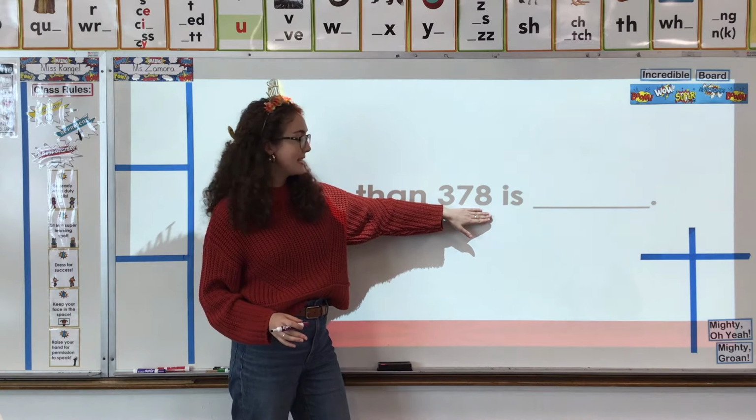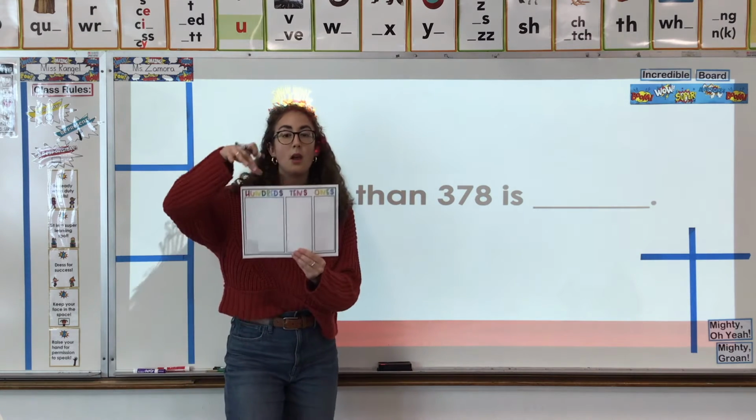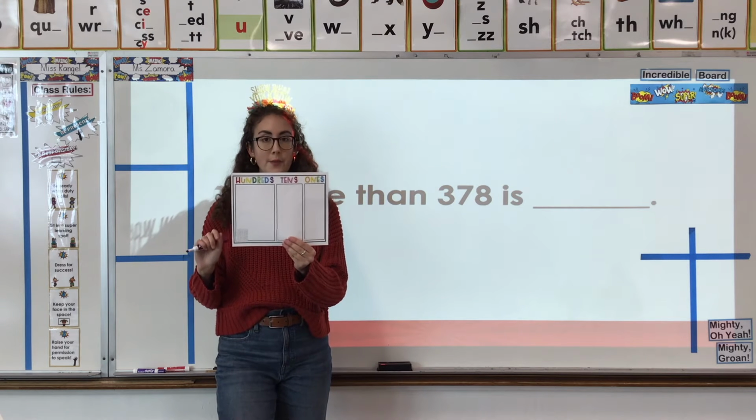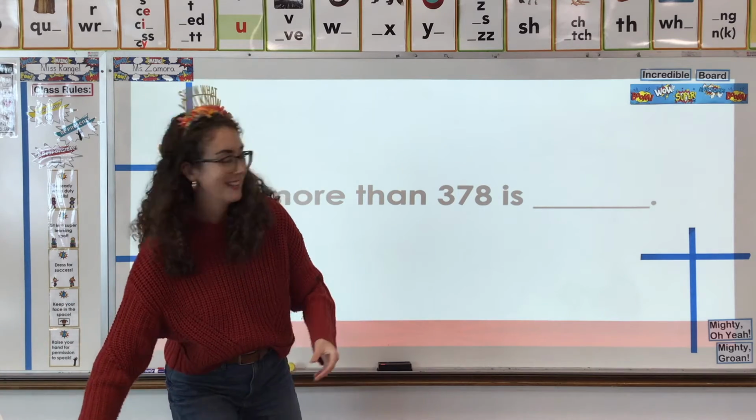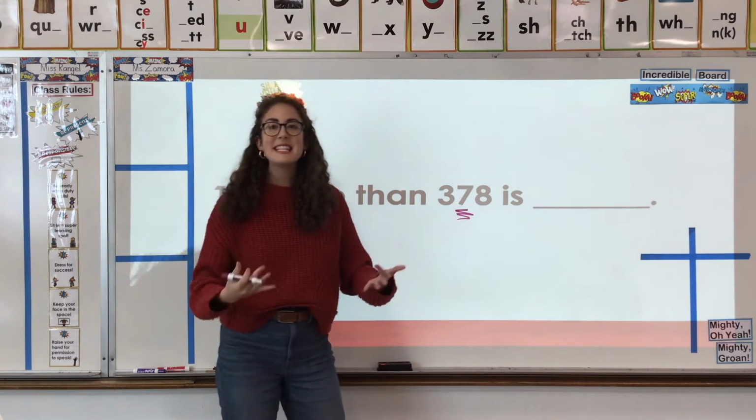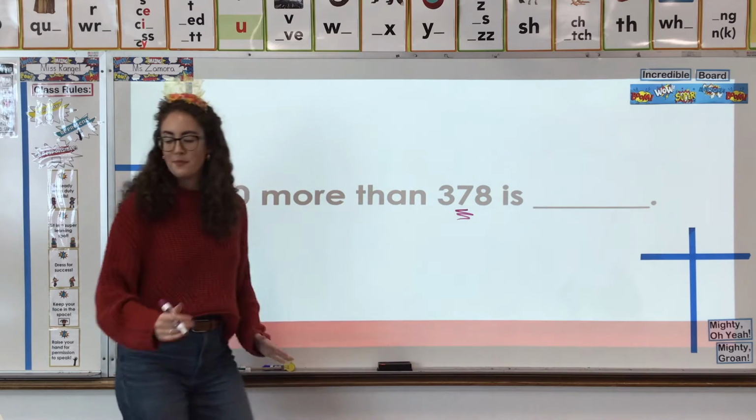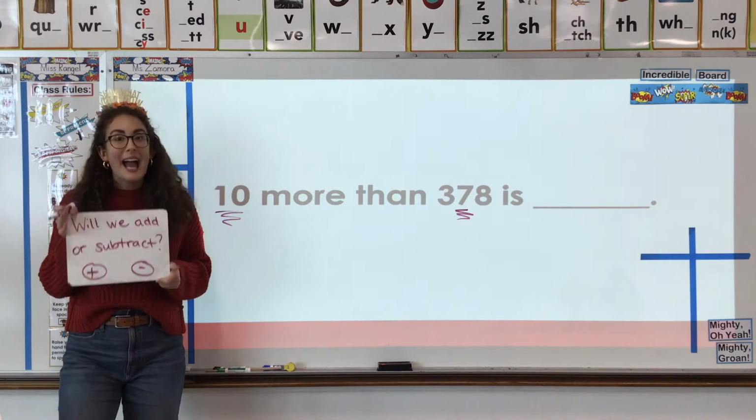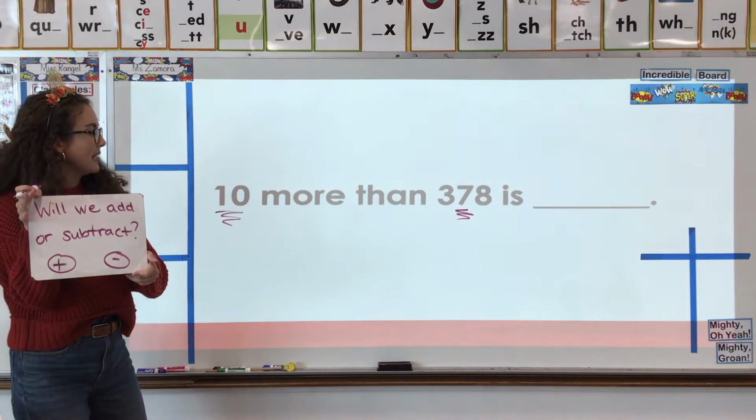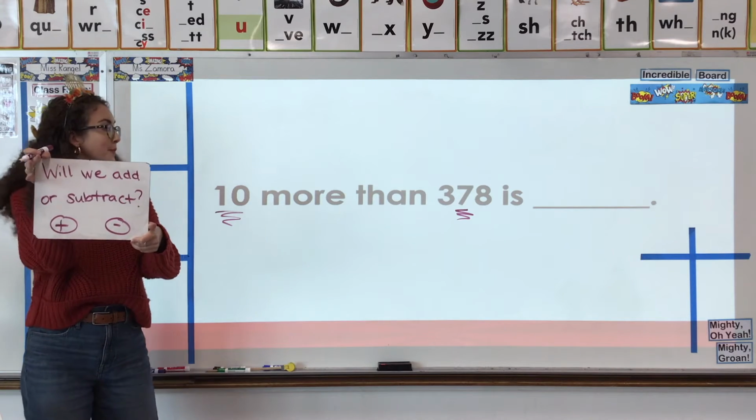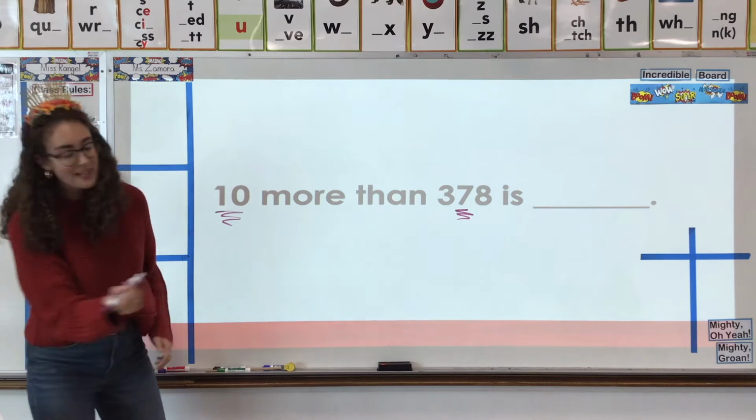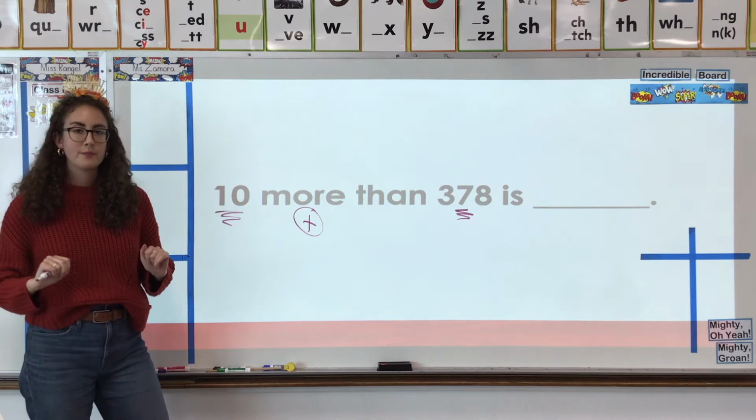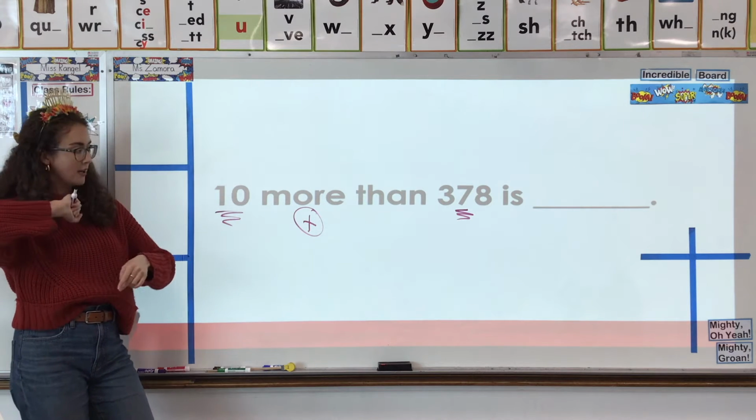So what digit is in the tens place? 378. What digit is in the tens place? The 7 is in the tens place. Good job. Okay, now that we know what is changing, will we add or subtract? What is it telling us to do? Add or subtract? It's telling us to add, of course, because of more than, our bigger value. So what's our answer? Can you write it on your board?